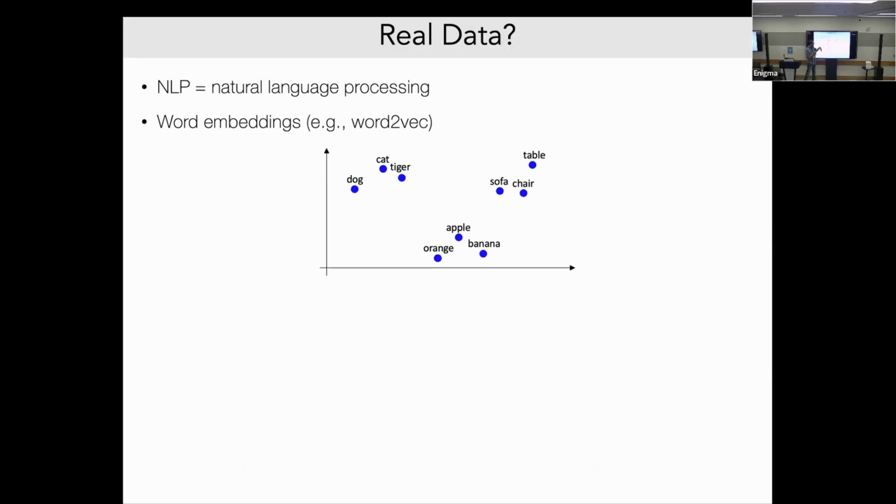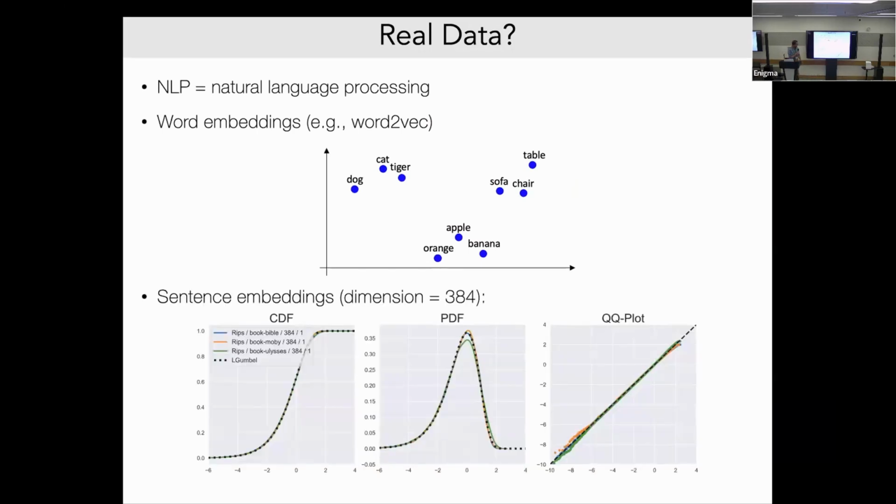So this is just a cartoon example, but the idea is to take words, have some coordinates for each word so that animals will be grouped together, maybe furniture will be grouped together, and so on. And what we did here, we took not word embeddings, but sentence embeddings. So this is a 384-dimensional point cloud. We took 3 books. One is the Bible, one is Moby Dick, and one is Ulysses.